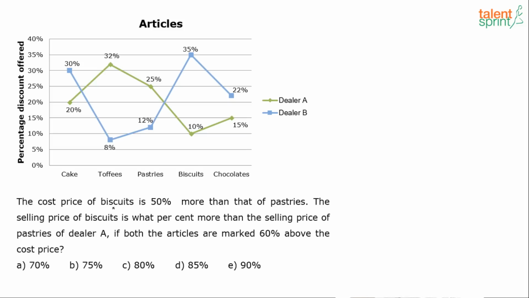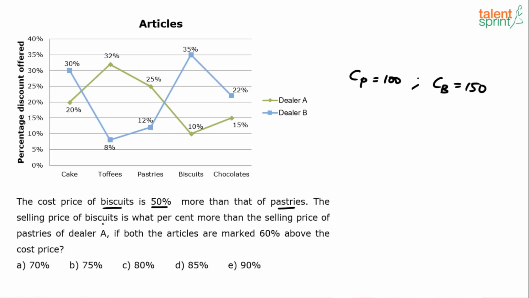So here's the question. The cost price of biscuits is 50% more than that of pastries. Let's solve it here itself. So let's assume the cost price of pastries is 100. The cost price of biscuits is 150. This part is done. You don't have to revisit this statement. Cost price of biscuits is 50% more. So if pastries is costing 100, biscuits will cost 150.